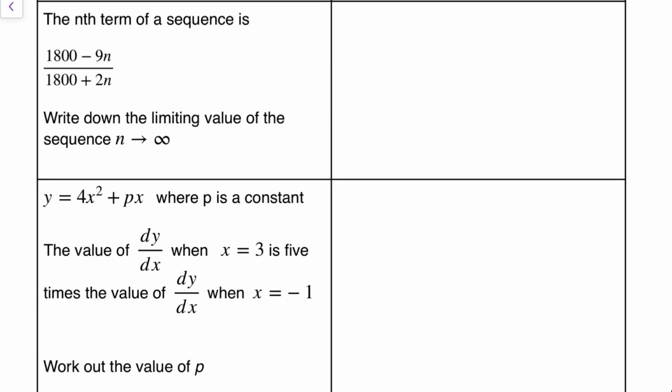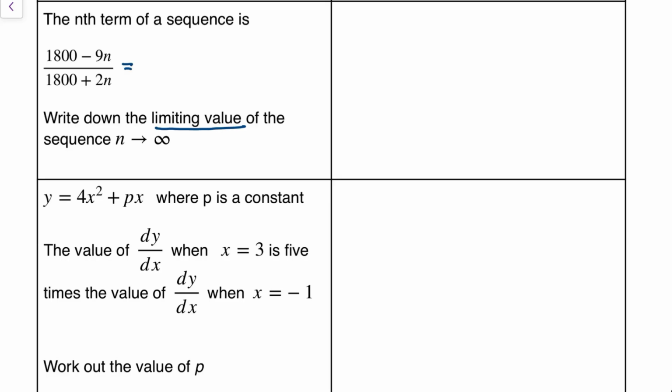Okay, the nth term of a sequence is 1800 minus 9n over 1800 plus 2n. Write down the limiting value. So what's going to happen here, and a comment I often make, once you get to do A-level, especially further maths, you do a lot of limiting stuff, working out what happens when n gets very, very large or very, very small. In this case, you can actually just, no, it's not cheating, is it? But you can just get your calculator out and put in an incredibly large number, like a trillion or something. But the point is, what will happen is, let's say n was a trillion.